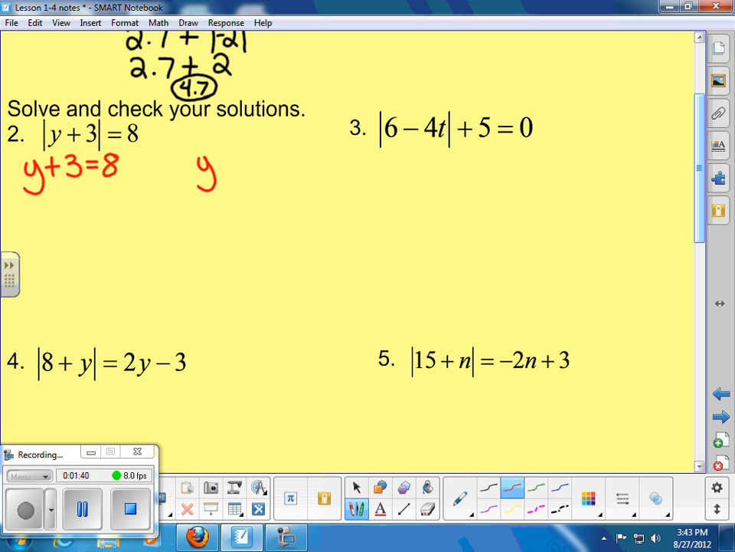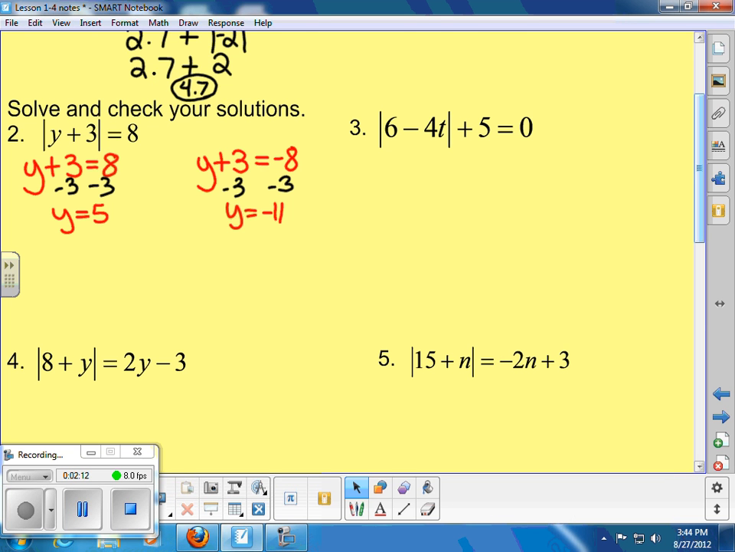The second equation would again have absolute value symbols dropped, but would be y plus 3 equals negative 8. Change that value on the right side of your equal sign to the opposite, and go through the normal steps for solving. In this case, y is 5. In this case, y is negative 11. Now, these are our two solutions.